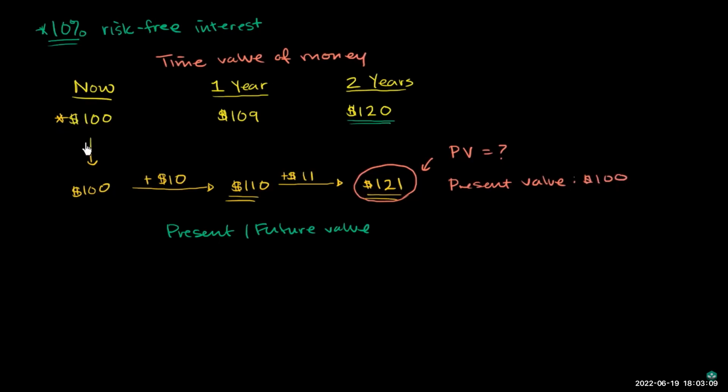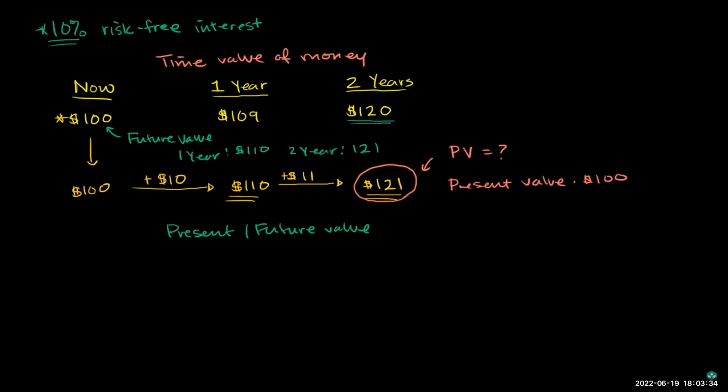Or another way to think about present and future value, if someone were to ask, what is the future value of this $100 in 1 year? Well, if you get 10% in the bank, that's guaranteed. Its future value is $110. After 2 years, its 2-year future value is $121.